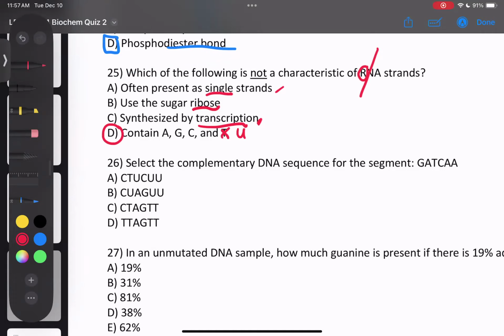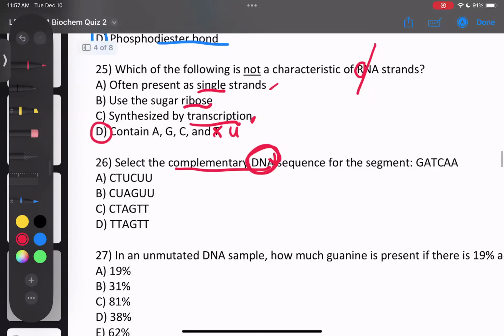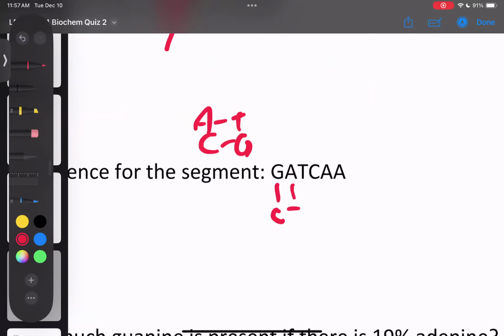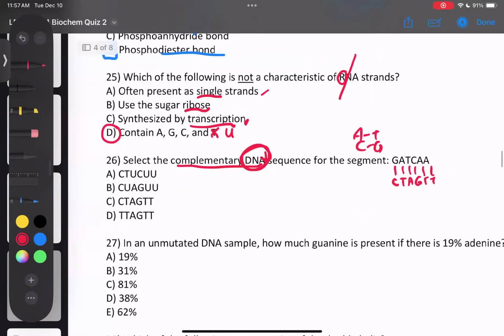And 26 is asking us for a complementary DNA sequence. So that means here, A is to T and C is to G, according to the idea of base pairing. So this is C, T, A, G, T, T. So it's C, T, A, G, T, T.